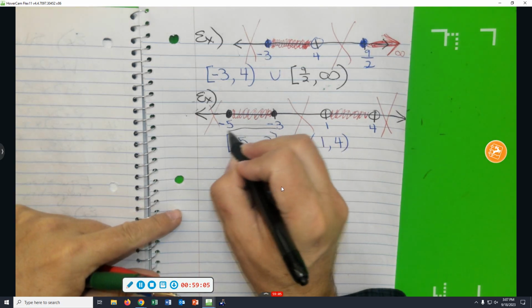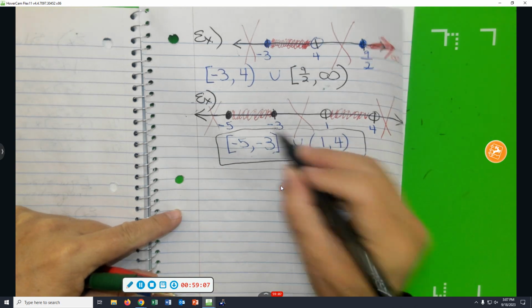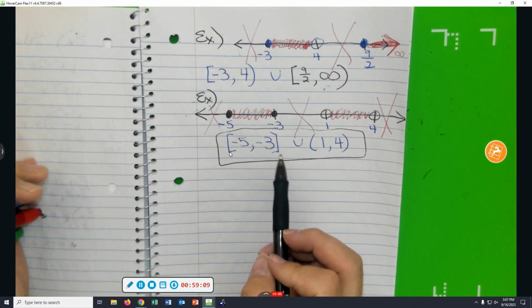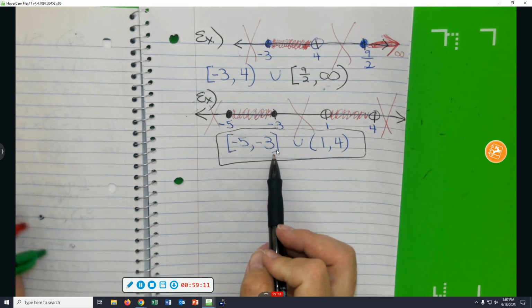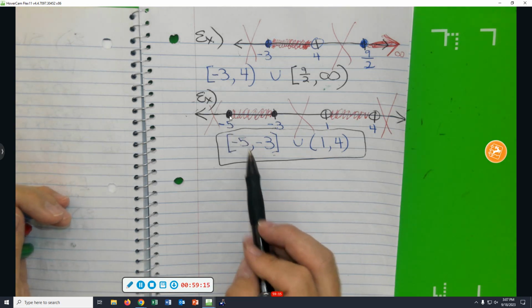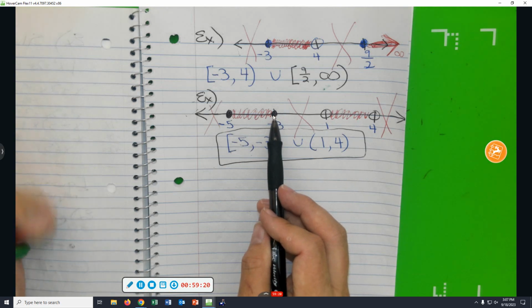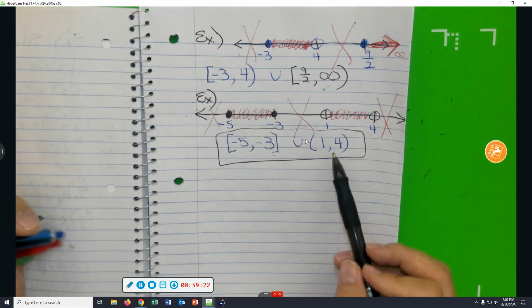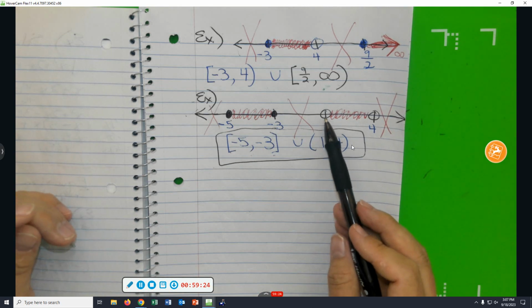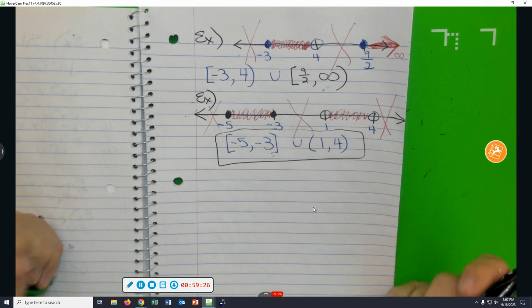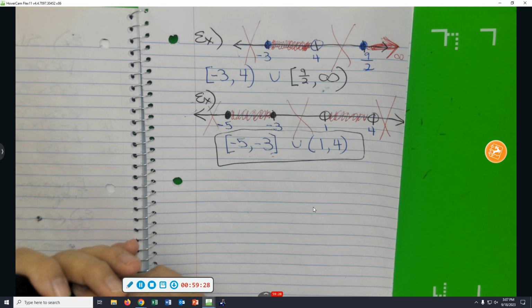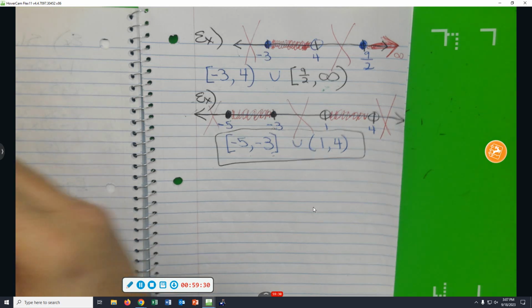Some terminology. An interval that has brackets on both sides is called a closed interval. Well, why is it called a closed interval? Because both of the endpoints are closed circles. So that's a closed interval. What do you think we call this interval? Open interval. That's right. So if you hear us talking about closed or open intervals, there it is.